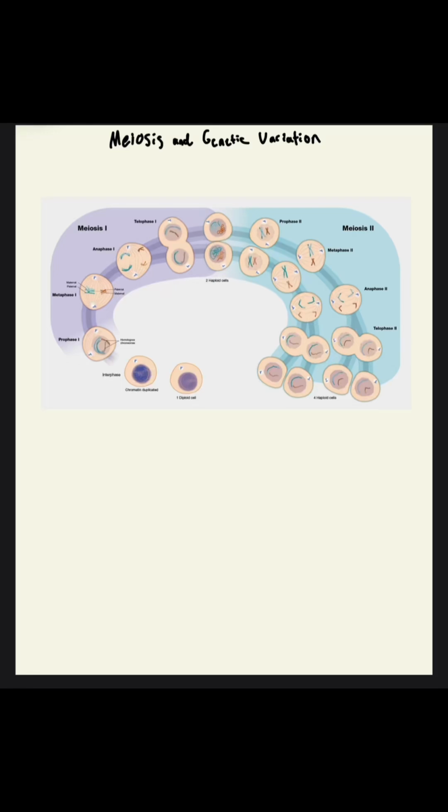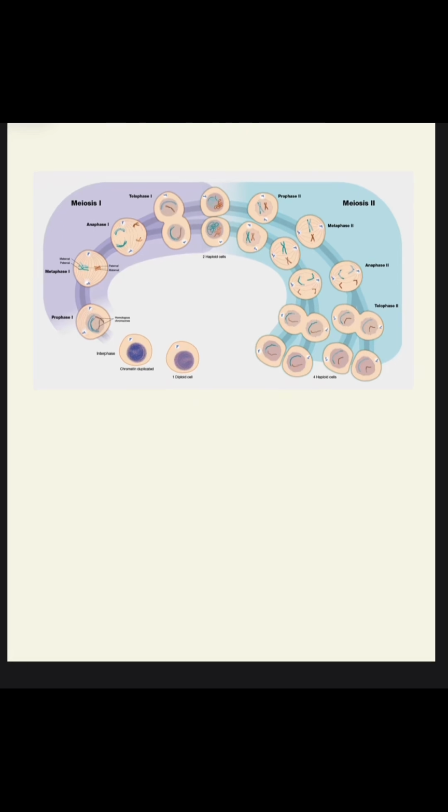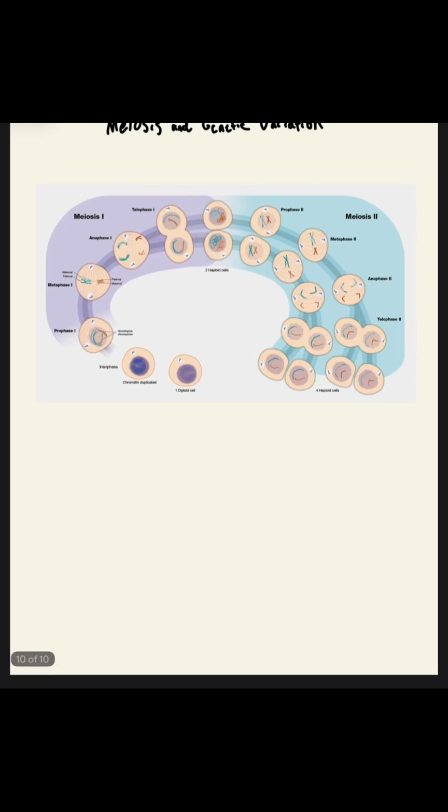Alright, hello everyone. Today we're going to talk about meiosis and genetic variation. So meiosis produces gametes, the sex cells with half the chromosome number of the parent cell. But more importantly, it generates genetic variation through three distinct mechanisms.